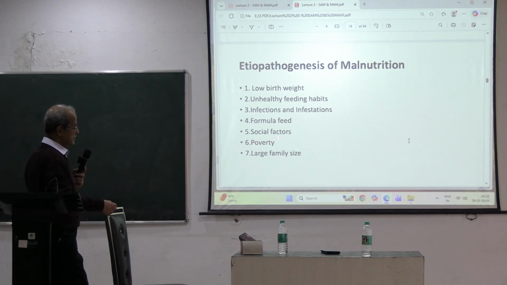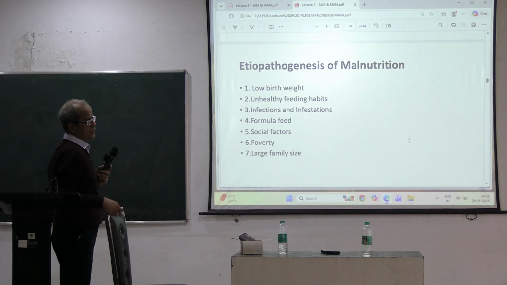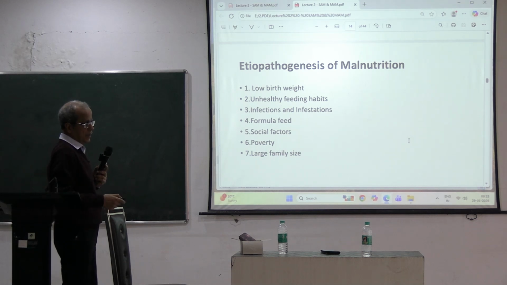Poverty is a very dangerous thing which makes everything bitter. They cannot buy food, they cannot buy even proper vegetables, they cannot buy the proper source of protein, fish or egg. And large family size and very close spacing of the children make them vulnerable to malnutrition.